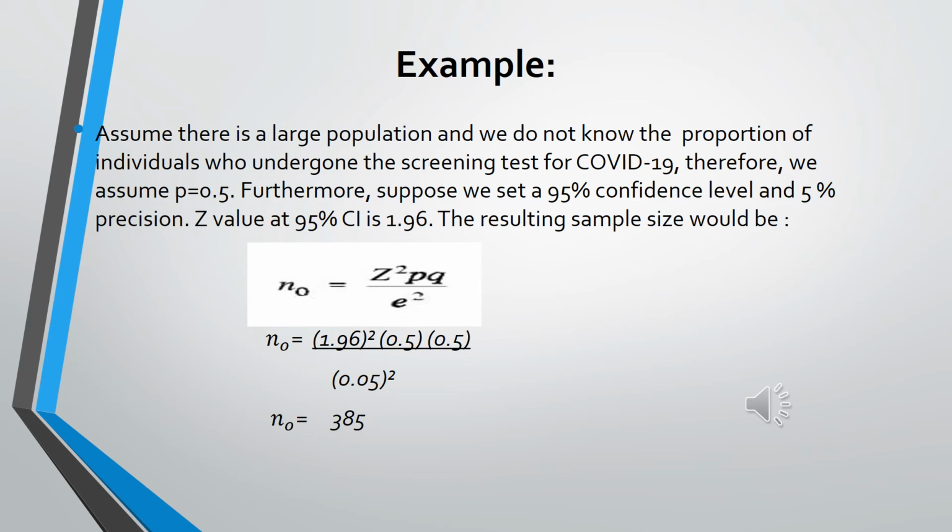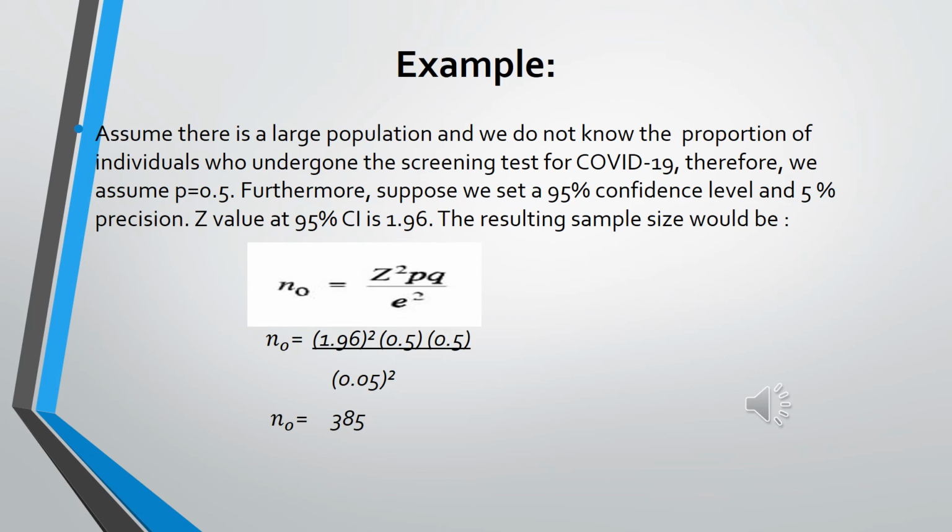Now, this is an example of a sample size calculation for a finite population, and we will use the Cochran formula in this. Now, let us discuss the example. Assume there is a large population and we do not know the proportion of individuals who underwent the screening test for COVID-19. Therefore, we assume p is equal to 0.5. Furthermore, suppose we set a 95% confidence level and 5% precision.